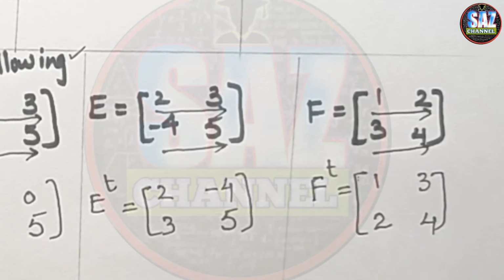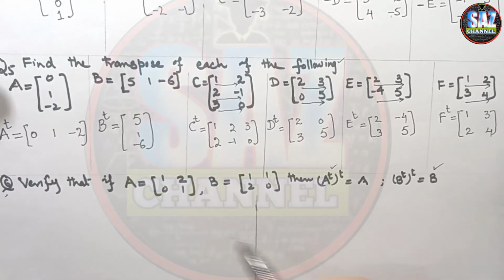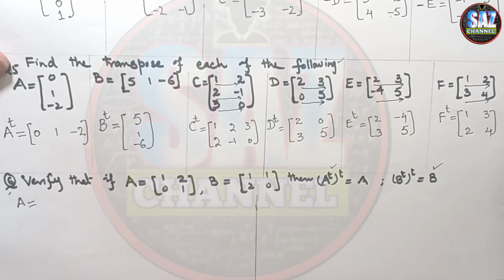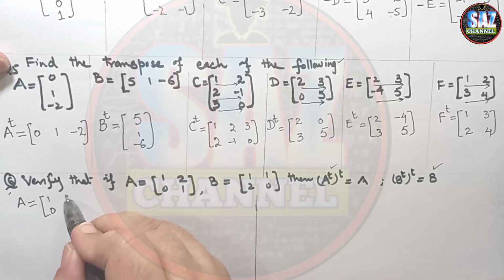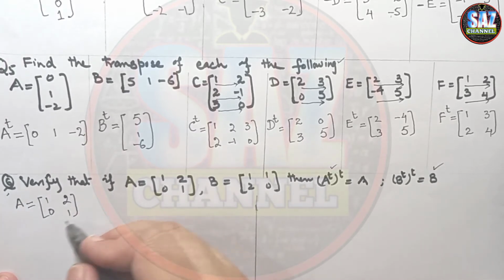Let's move to question number 6, that says verify if A equals to 1, 2, 0, 1 and B equal to 1, 2, 1, 0, then the transpose of A transpose will be equal to A and the transpose of B transpose will be B. So first of all, I'll take the matrix A equals to 1, 0, 2 and 1, 2 and 1, and I have to show that A transpose transpose equals A.